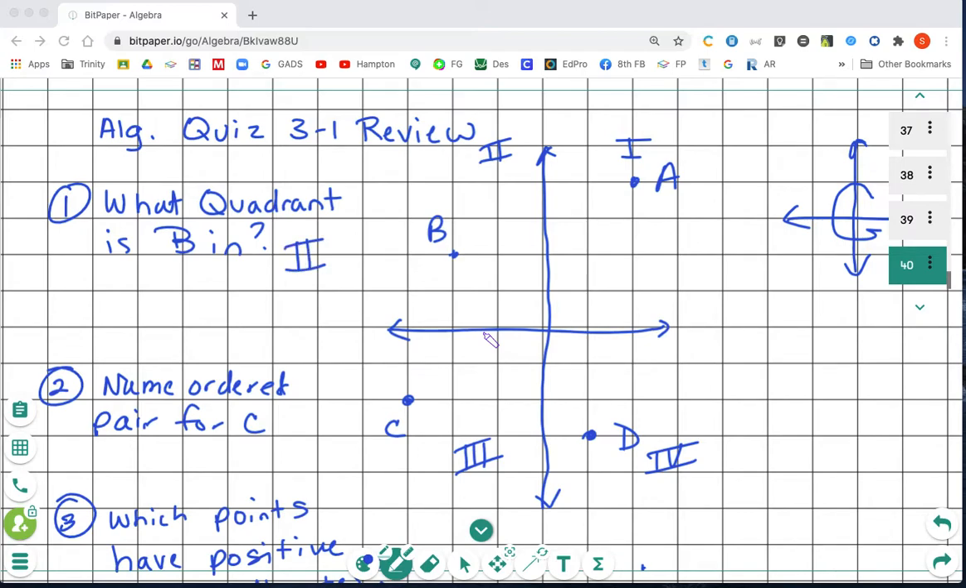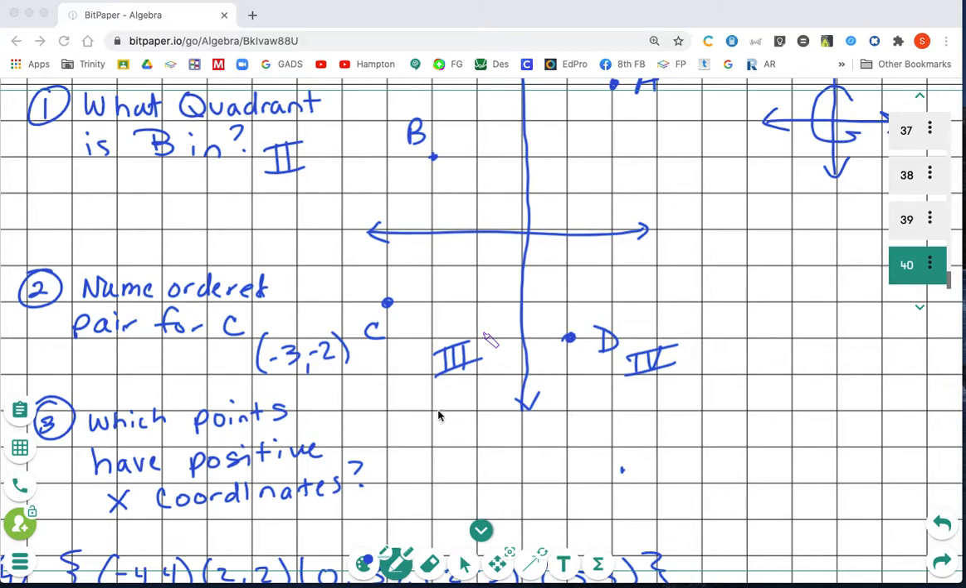Name the ordered pair for point C, and that's going to be (-3, -2). Remember, the parentheses make it an ordered pair. And which points have positive x coordinates? Your positive x's are on this side of the x-axis. So that means A and D are going to have positive x coordinates.